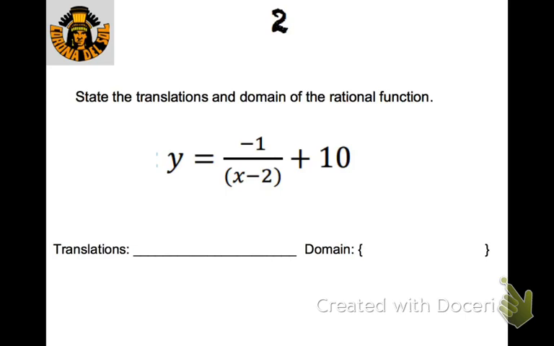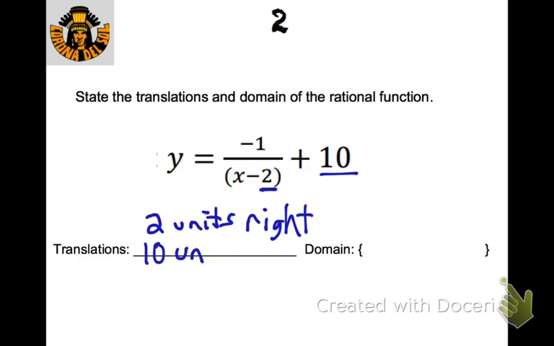Okay, the next one, pretty similar. You can tell that this one has been shifted to the right 2 units because it's x minus. So that one, remember, is sort of the opposite. So it's been shifted 2 units to the right. So we'll say 2 units right. And then because of the plus 10, it's 10 units up.